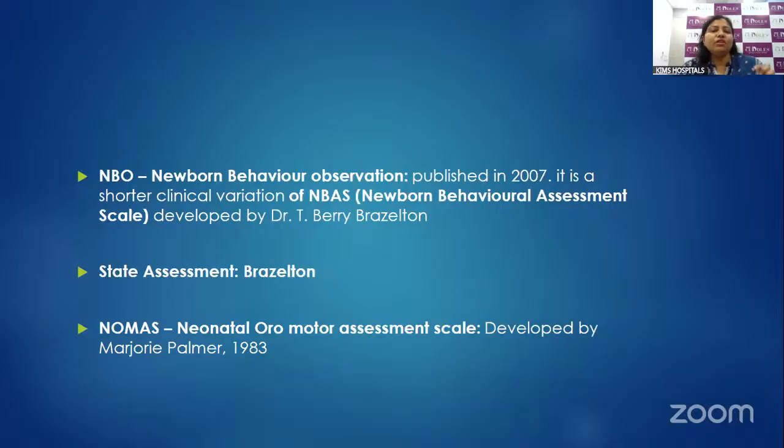Then comes the NOMAS, Neonatal Oral-Motor Assessment Scale, which was developed by Marjorie in 1983. This is also a very nice assessment to understand the sucking pattern and the suck-swallow-breathe coordination of the child. I will give a little glimpse of all these assessments, so that you get information about what you want to use in your unit and how you want to get certified.